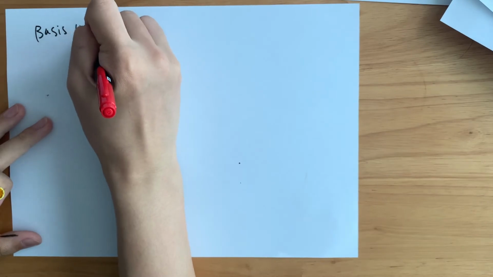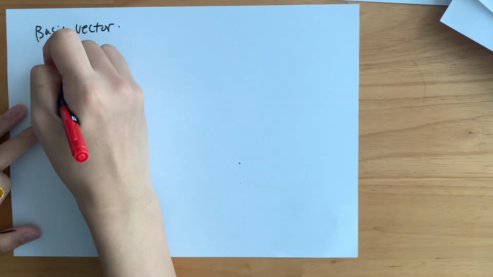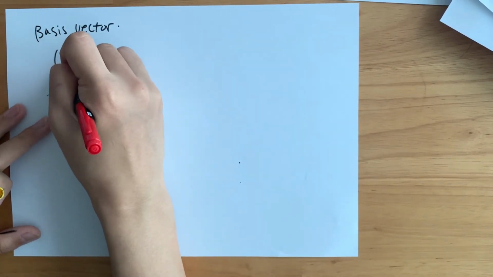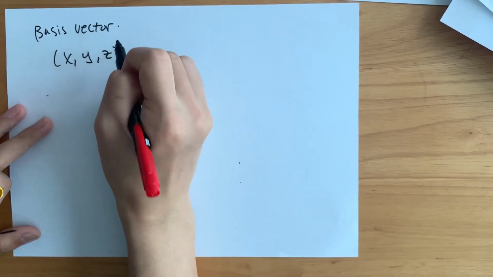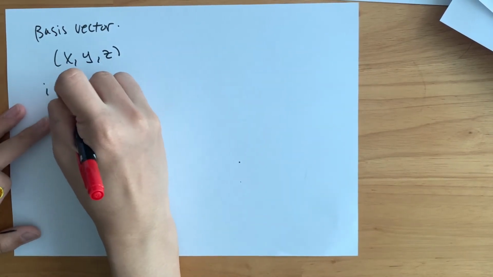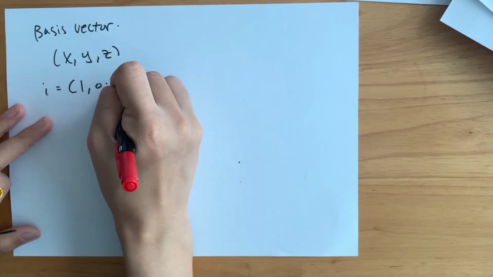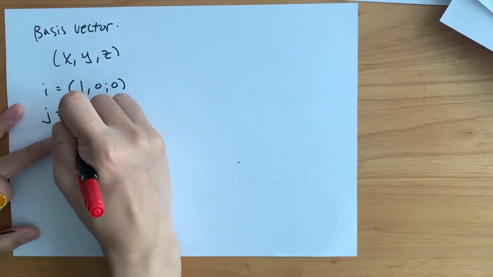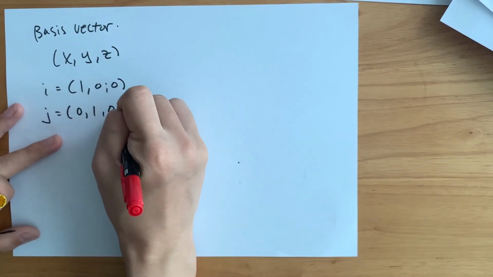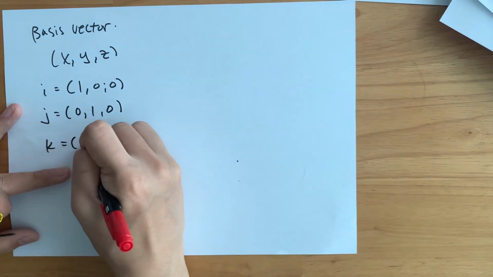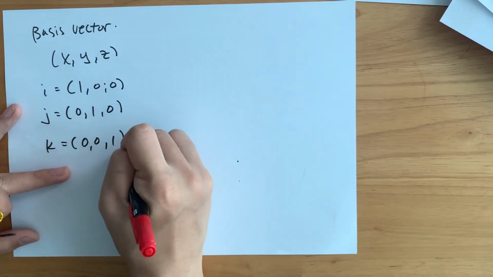Basis vector. This is just an easy one. Let's say this is the x, y, z coordinate. i is just 1, 0, 0. j is represented as 0, 1, 0. And k is represented as 0, 0, 1.